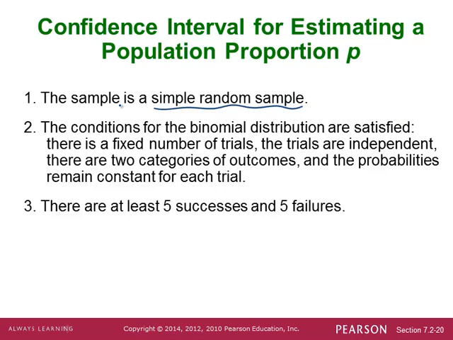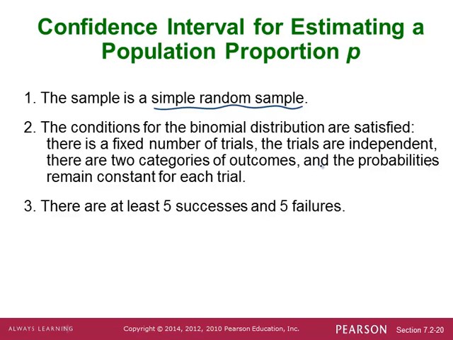We also need to verify that the conditions for the binomial distribution are satisfied, and those are that there is a fixed number of trials. The trials are independent. There are two categories, two possible outcomes when you do each individual trial for your binomial experiment. So, for example, when you interview someone, ask them a poll question, they either say yes or no, or up or down, left or right, blue or green, whatever. There's only two possible outcomes. And that the probabilities remain constant for each trial. Lastly, number 3 here, there are at least 5 successes and 5 failures.